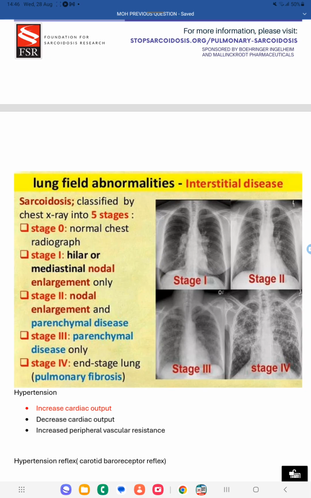Stage 0 is a normal chest X-ray. In stage 1, hilar or mediastinal enlargement. In stage 2, nodal enlargement plus parenchymal disease will be there. In stage 3, parenchymal disease. In stage 4, end stage lung disorder, that is pulmonary fibrosis. So these are the stages of the chest X-ray you can see in sarcoidosis.